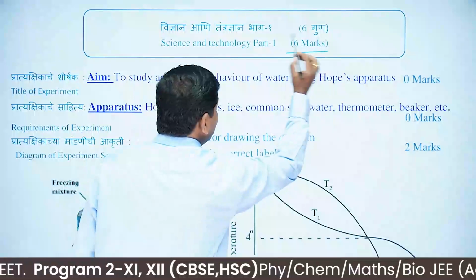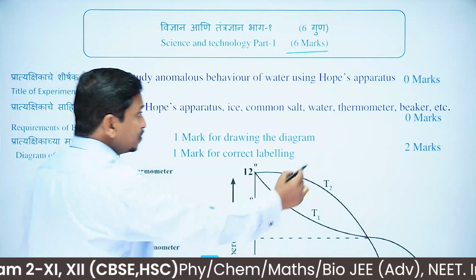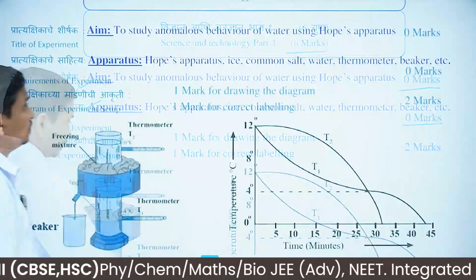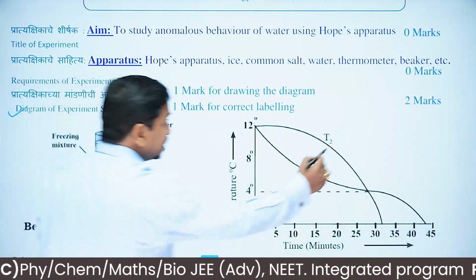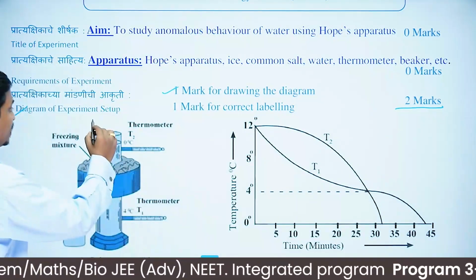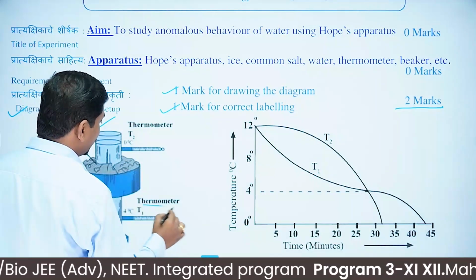For this experiment, you will get 6 marks. For aim and apparatus, you will get 0 marks. For the diagram, you will get 2 marks: 1 mark for drawing the diagram technically correct and 1 mark for labeling it correctly.